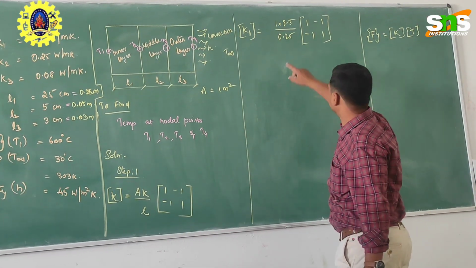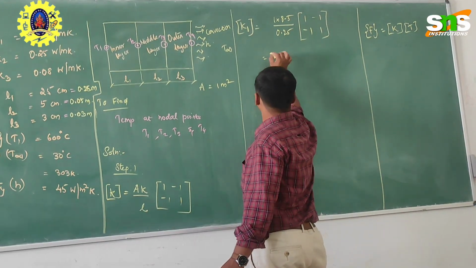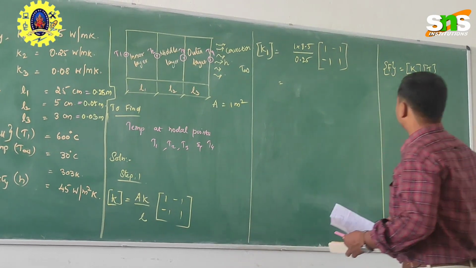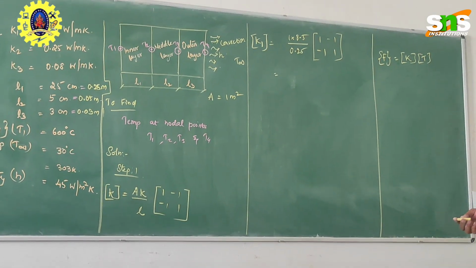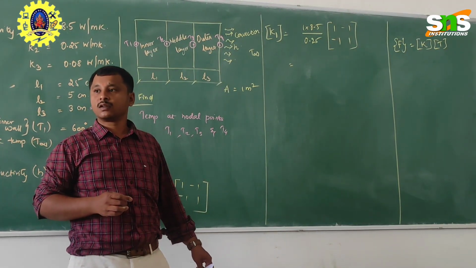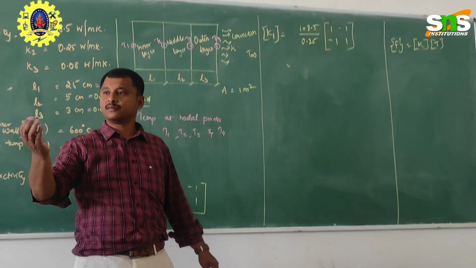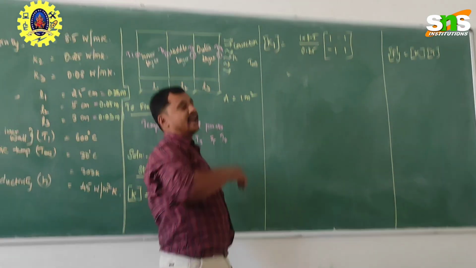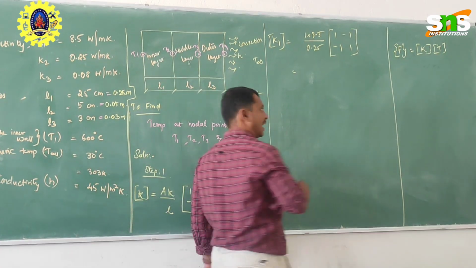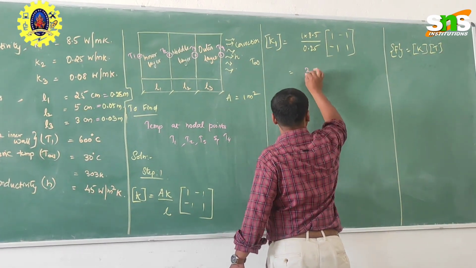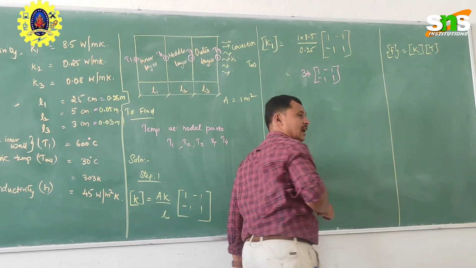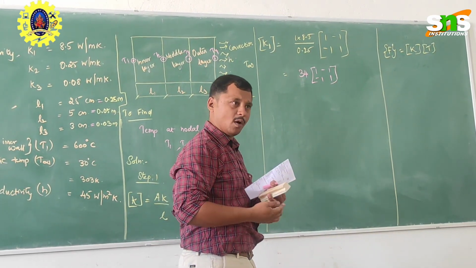So how will you solve? If you compute the value, 8.5 divided by 0.25, that is 34. Are you all getting 34? 34 into [1 -1; -1 1]. This is the stiffness matrix for element number 1.